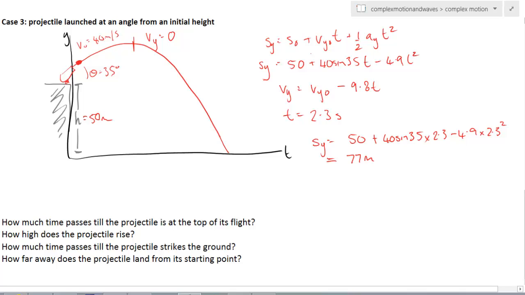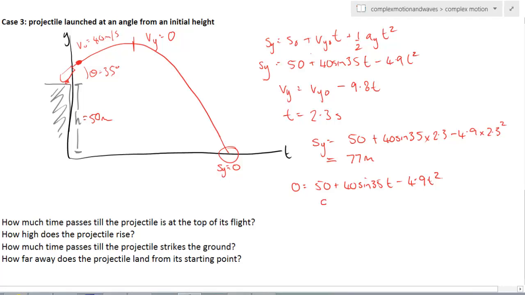How much time till the projectile strikes the ground? This is where it gets slightly complicated, because now we actually have to use that first equation but solve it. So we want to find out what this point here is, which is when Sy is equal to 0, and what is the time at that point. So let's put Sy equal to 0. 0 is equal to 50 plus 40 sine 35 t minus 4.9 t squared. If you look at that, it's basically a quadratic equation. What you need to solve it is the roots of that quadratic equation.